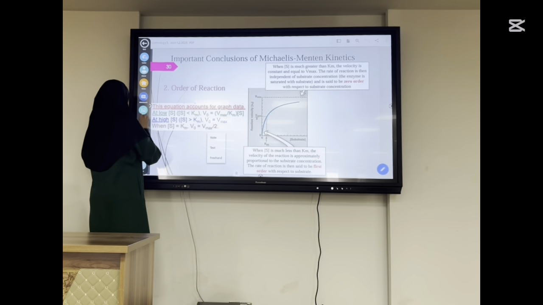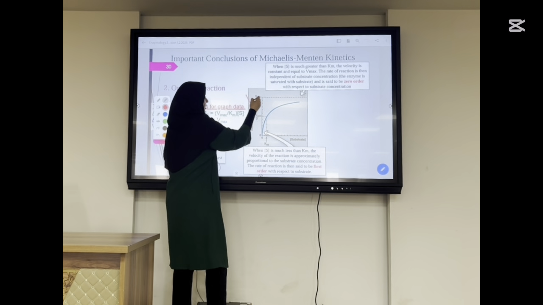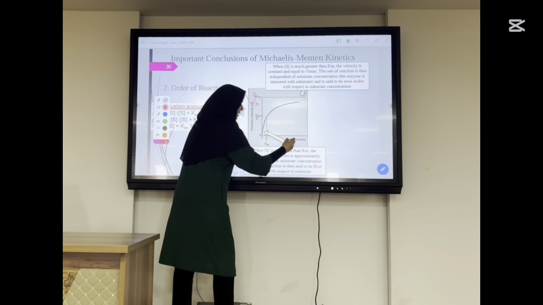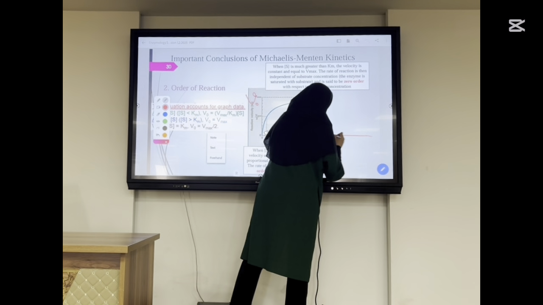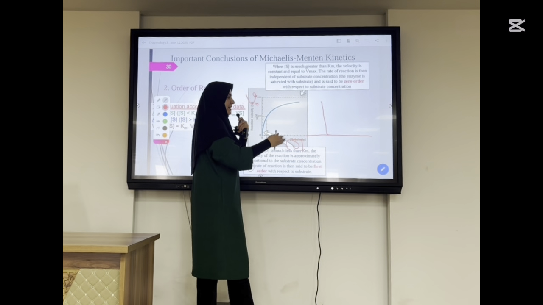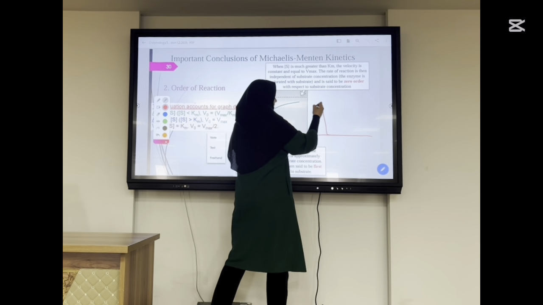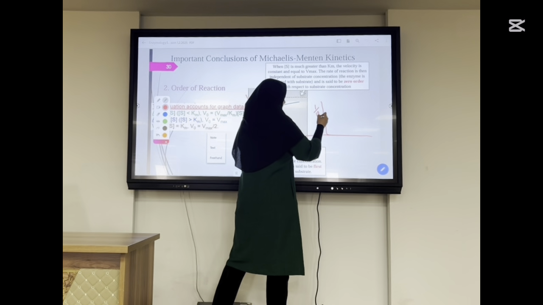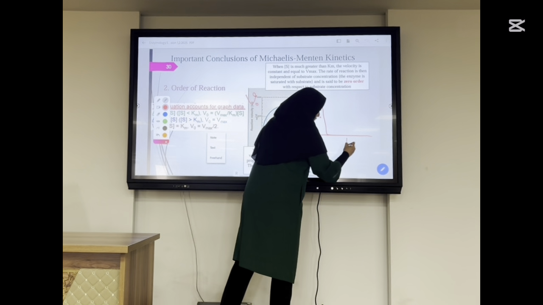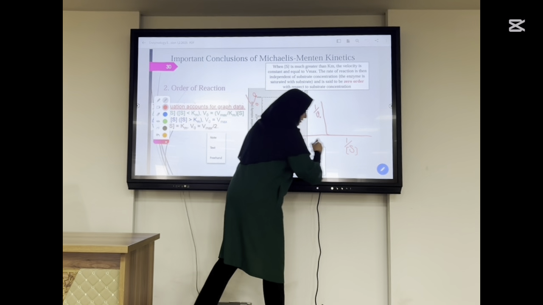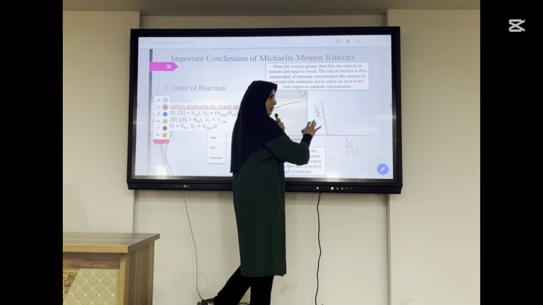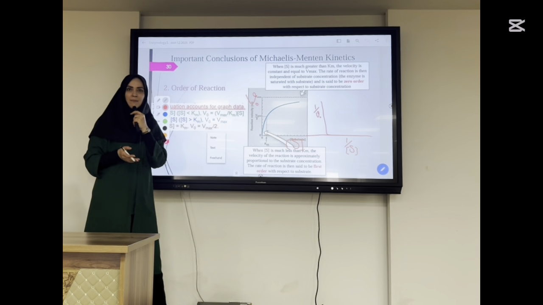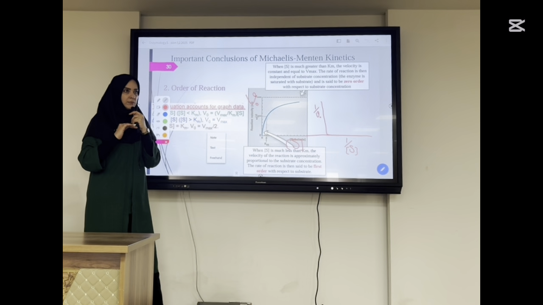As you can see here in the Michaelis-Menten plot, the components are V0 and substrate. If I draw a reciprocal, it means that I change V0 to 1 over V0, and S to 1 over substrate concentration. This is known as a double reciprocal. Reciprocal in Farsi means maghlub. I don't know. Okay? The reciprocal.